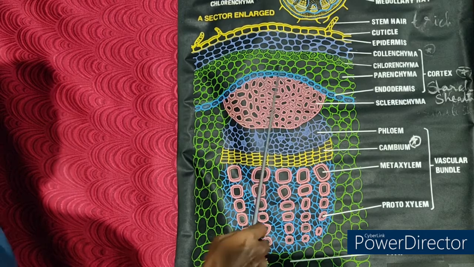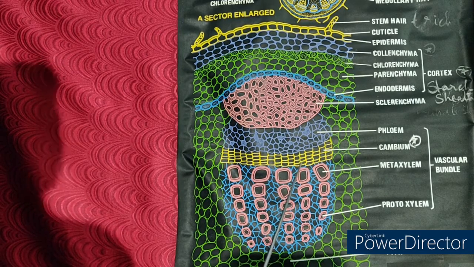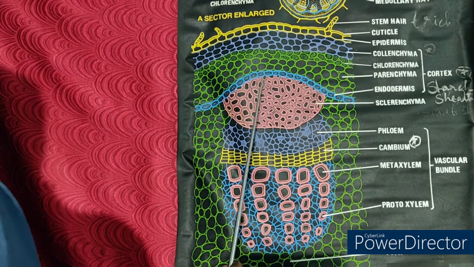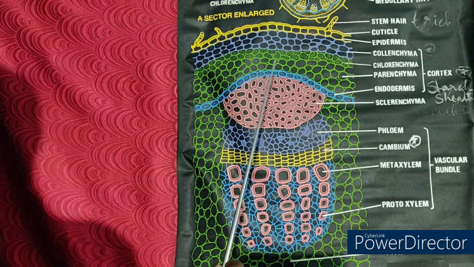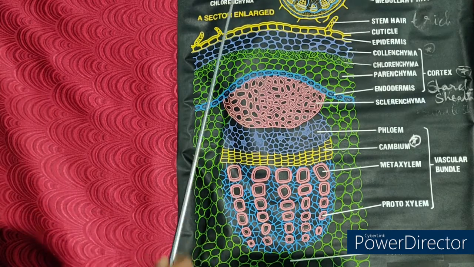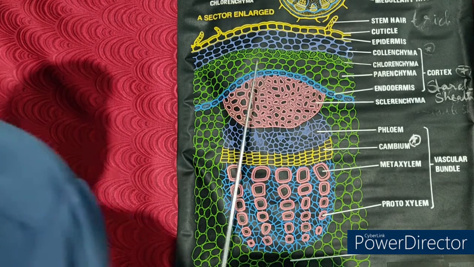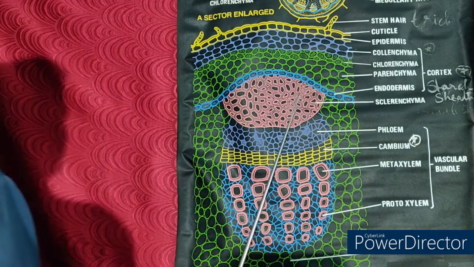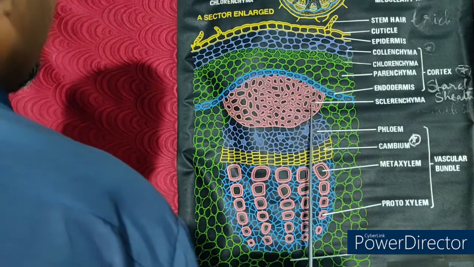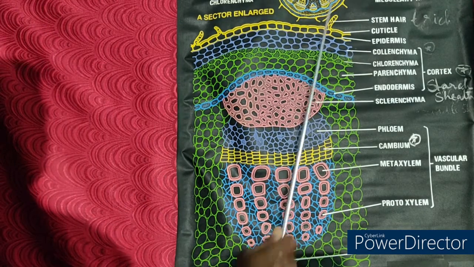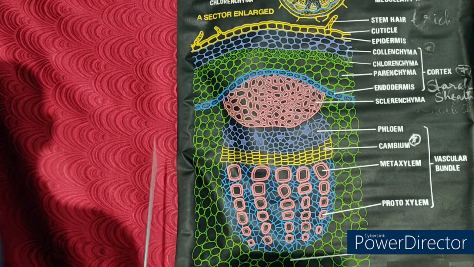And in between these two, that is the endodermis and the vascular bundle, you have the presence of parenchymatous cells alternating with sclerenchymatous cells. That is actually known as pericycle. So you have sclerenchyma and parenchymatous cells. Together you call it pericycle.